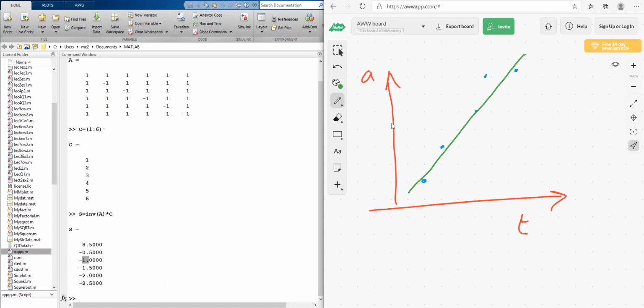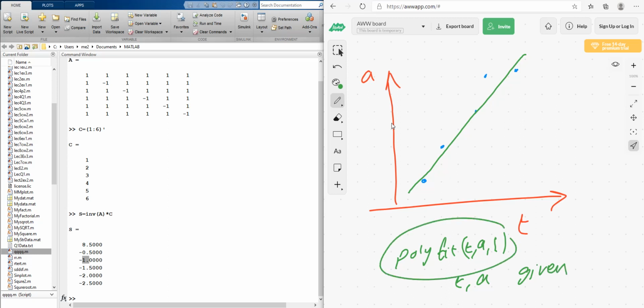We have something called polyfit. I want to fit the data. This data, in the x-axis is t, in the y-axis it's the acceleration, and if you want a line, you have to write one, a first order polynomial. If you want second order, write two, third order, write three, and so on. So t and a, the experimental data or actual data given, and the result from this polyfit, if it's one, should be two values, the a and the b.